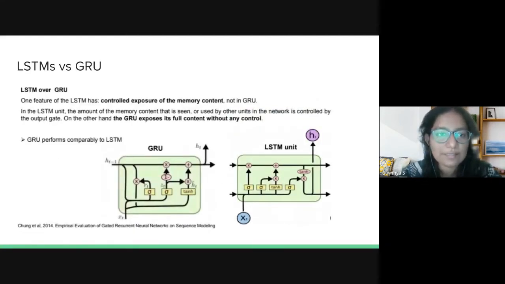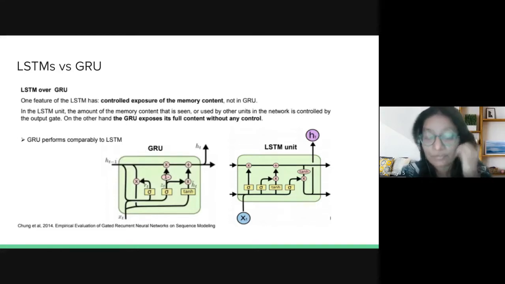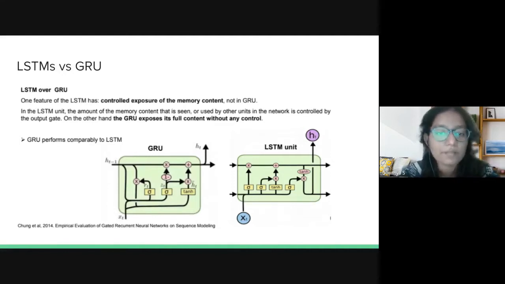So let's just quickly compare LSTMs and GRUs. In LSTM, because of the output gate, we are making sure that we access only a controlled version of the memory, whereas GRU exposes its entire content. We don't have an output gate. It performs quite well because, as I told you, it has the advantage of having fewer parameters. You don't have to learn the parameters of theta. It depends from task to task, but both are quite competitive, and depending on the problem and the data you have, you can go for either of them.